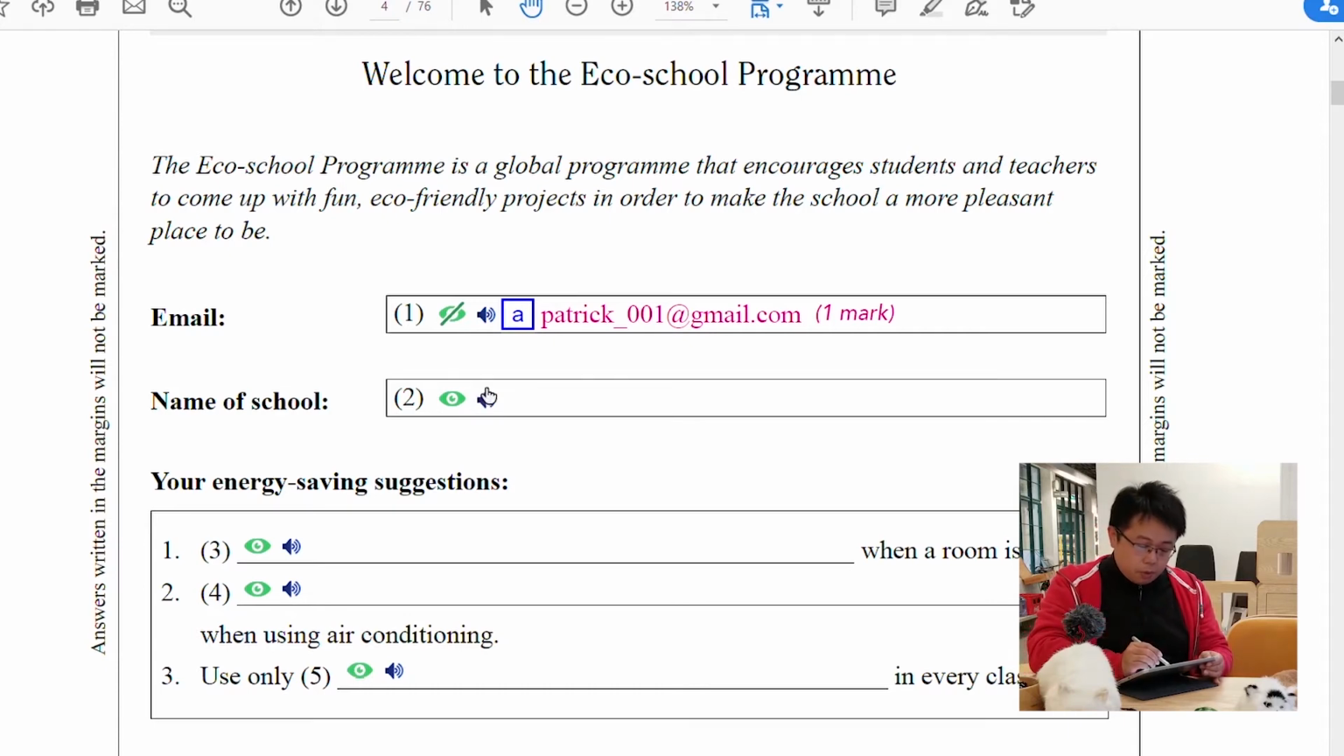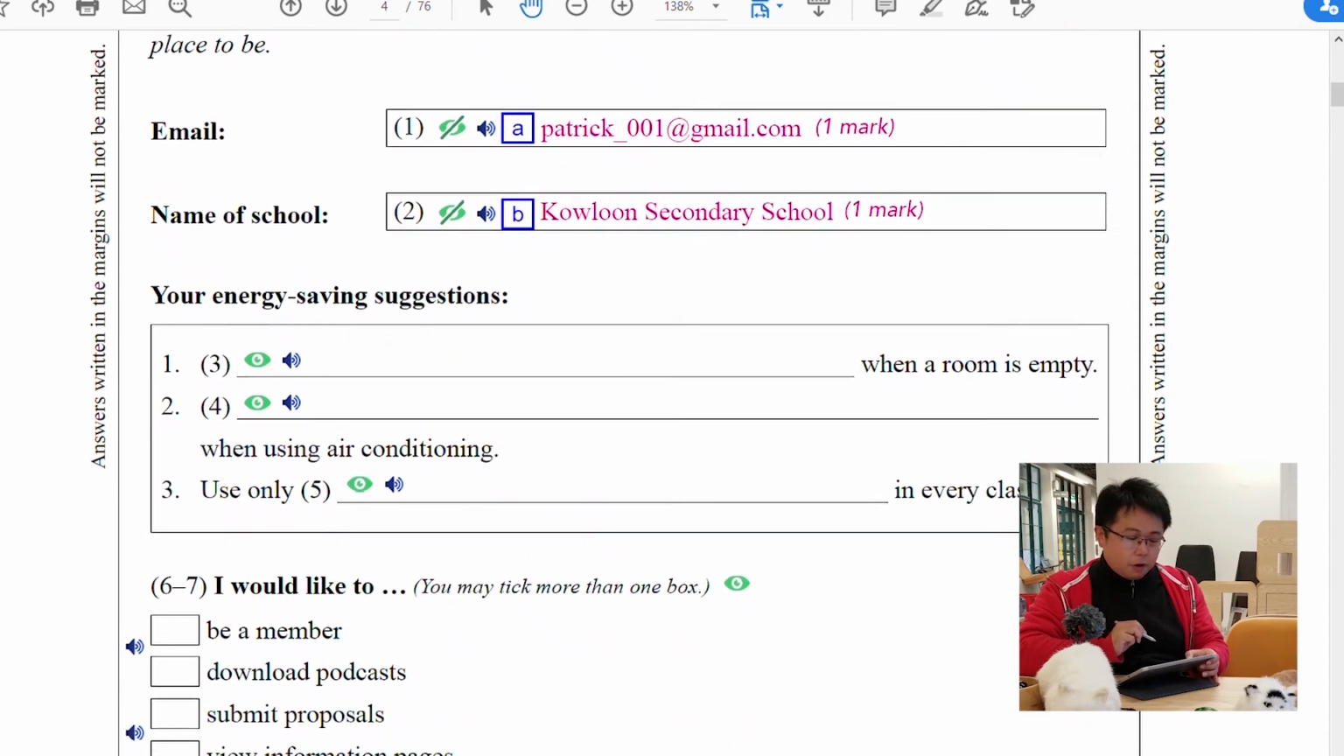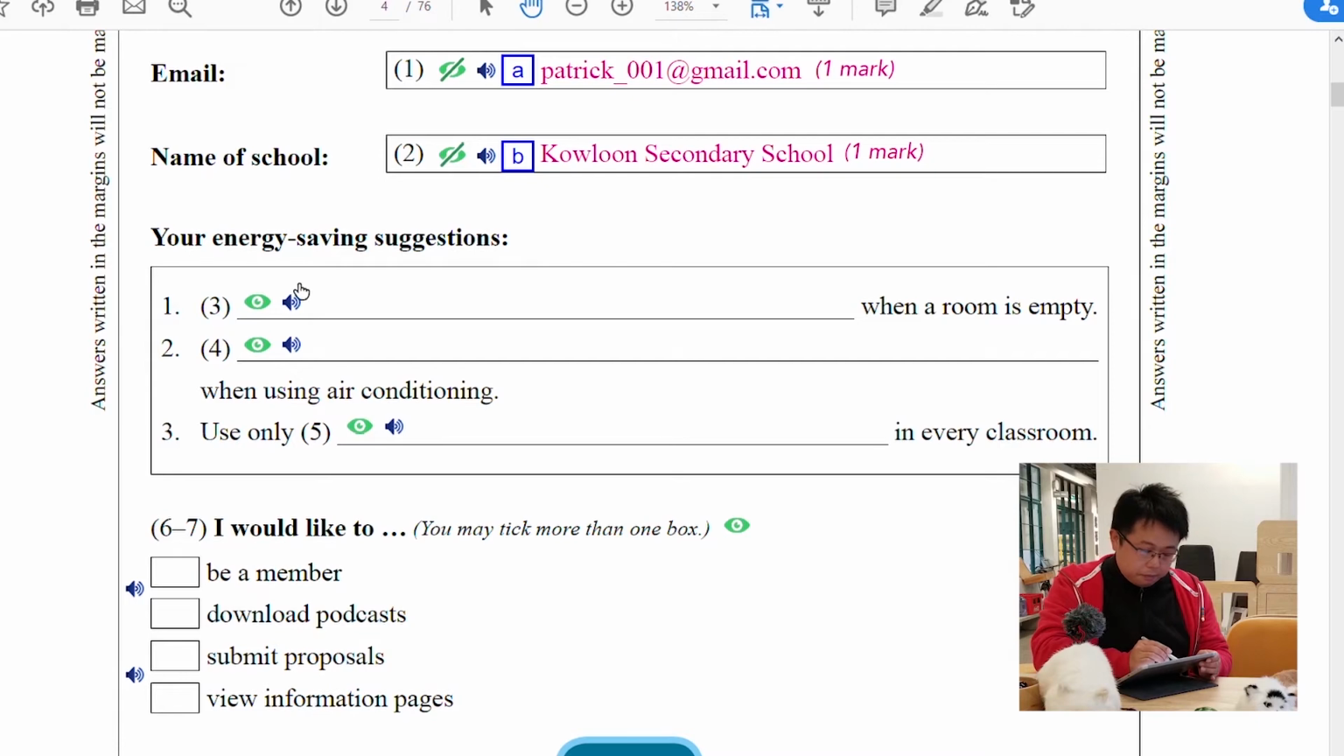And then for name of school, you have to enter the name of our school, which is Kowloon Secondary School. The answer is Kowloon Secondary School. And make sure you write Kowloon with the K as a capital letter, and Secondary School both as capital letters. And for questions 3, 4, and 5. Okay, so what do you suggest we do at school to conserve energy? I think the most obvious thing to do is to turn off lights when we leave a room. Yeah, so the answer is turn off lights.